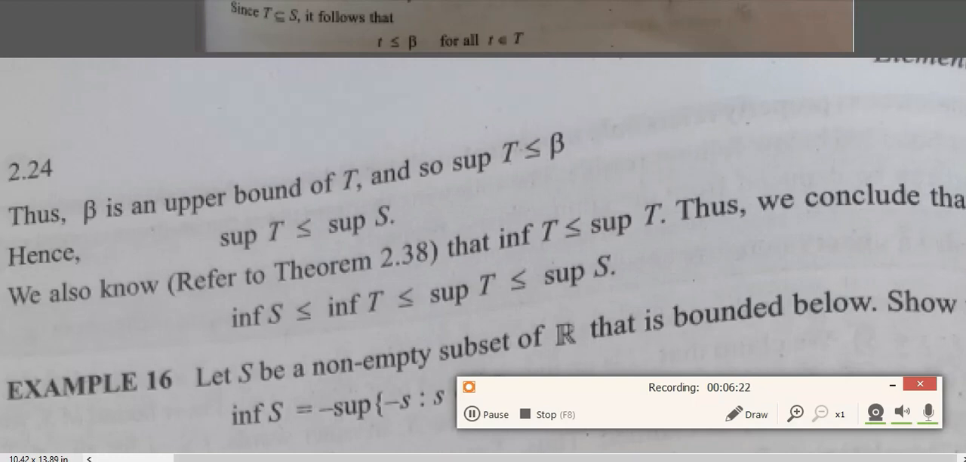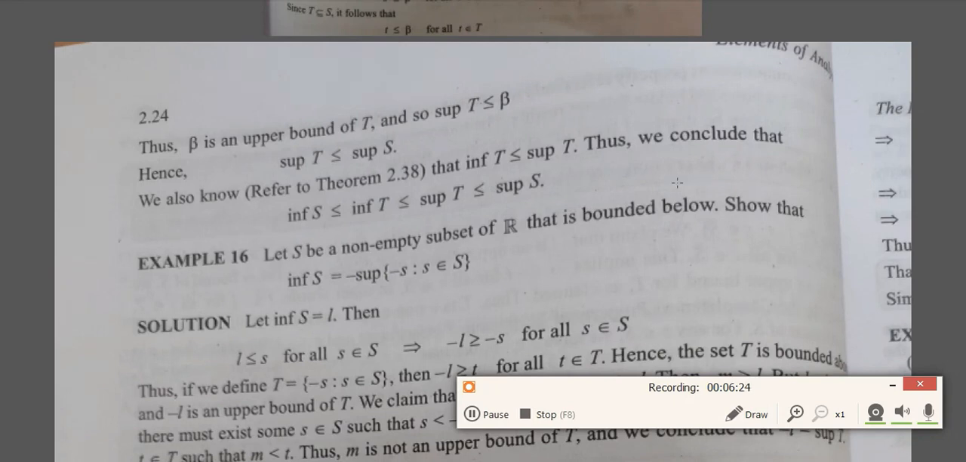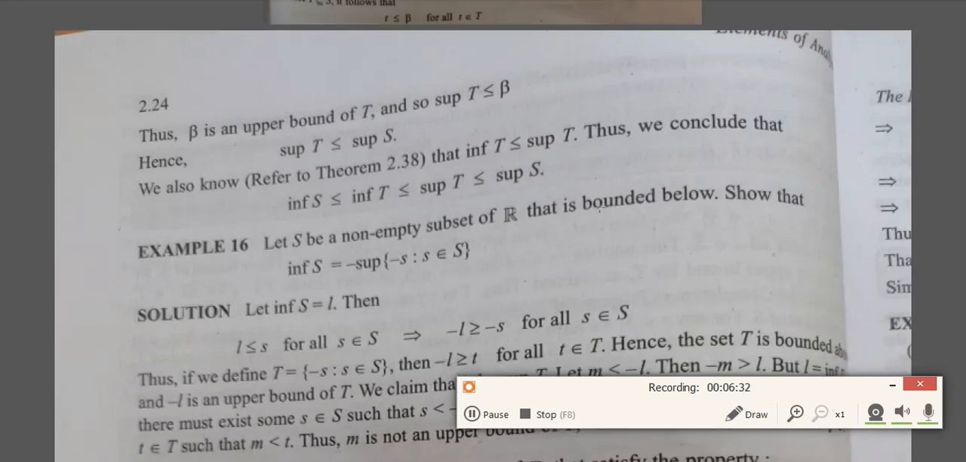Thus, we have seen earlier that the infimum of T is less than or equal to the supremum of T. Thus, we conclude that the infimum of S is less than or equal to the infimum of T, which is less than or equal to the supremum of T, which is less than or equal to the supremum of S.